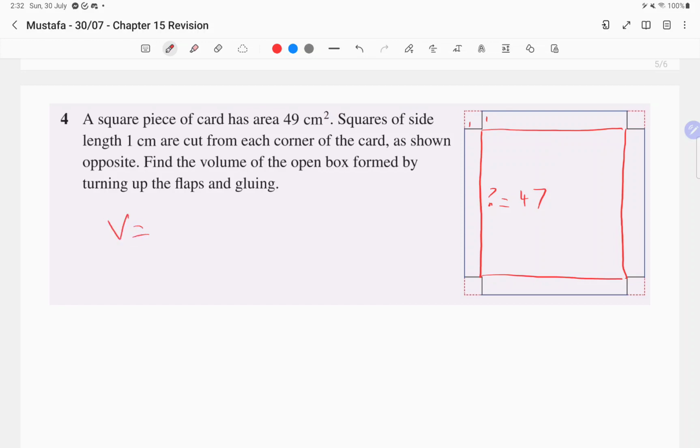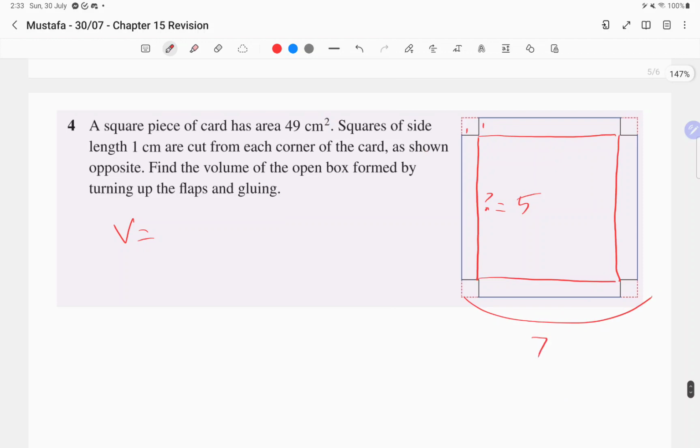Isn't it 7? Because the area is 49. Oh, yeah. So that'll be 5. Okay. This is 7 and then this is also 7. And therefore you have to subtract 1. So that one is 5. The thing is not to scale. So volume is 5 by 5 by?